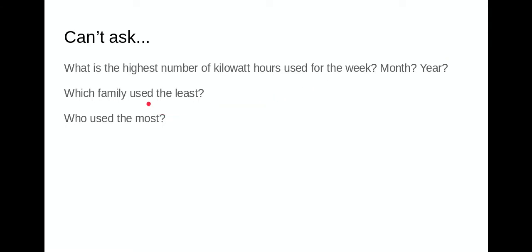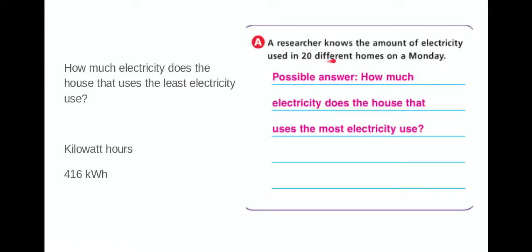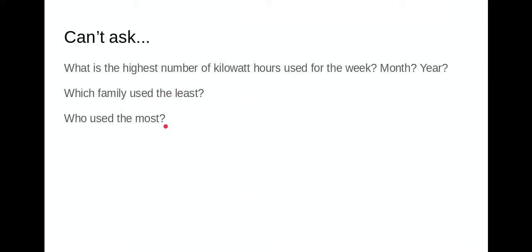Which family used the least? Well, that won't give us a number. That would give us a name of a family. And that's not a statistical question. If you look back here, we don't necessarily even know if we have the names of the families. We just have the homes. Who used the most? Sounds like that could be a biggest question or superlative question. But again, that is not going to tell us a number. That would tell us probably a name of a person, like the person who's on the bill, or the name of the family. And that's not a statistical question. We should always have a number as an answer.